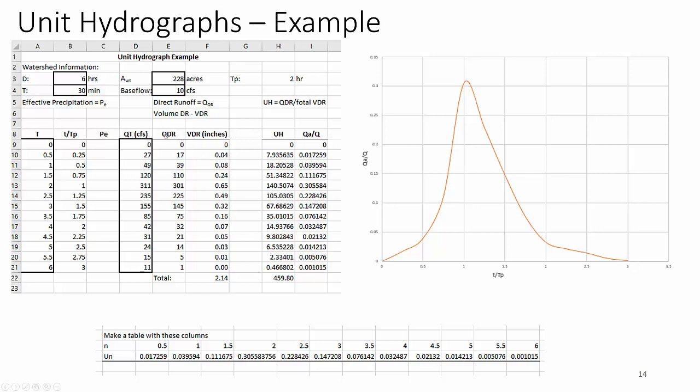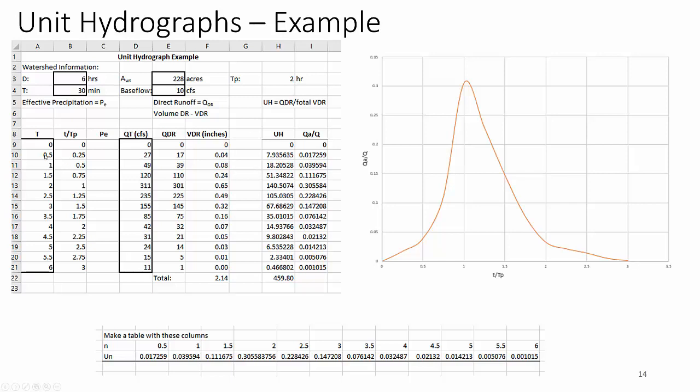And so we take the volume of direct runoff in cubic feet per second here, and then we convert it into inches by multiplying it by the appropriate variables to go from cubic feet per second to inches over the area of land, 228 acres times the square feet per acre. Divide all of that, and we end up with inches of rainfall for each time step. So this is the effective conversion of inches of rainfall for each time step.